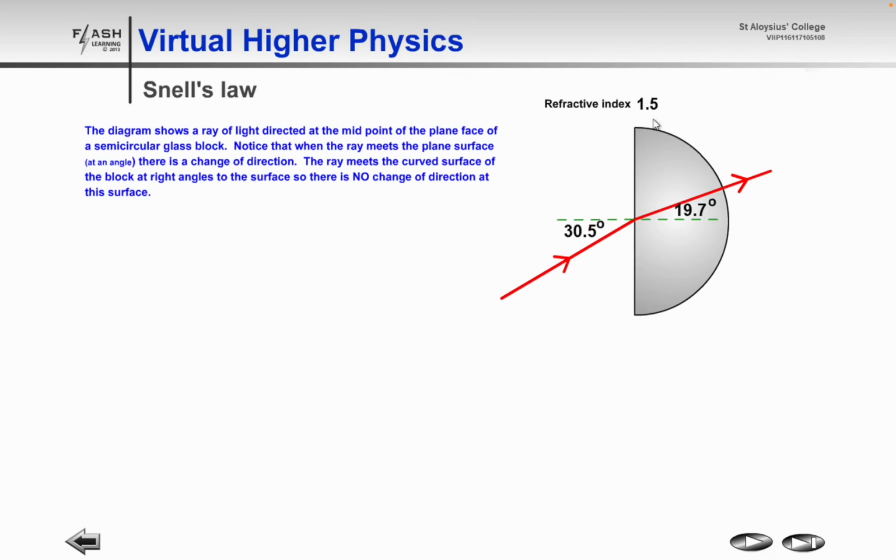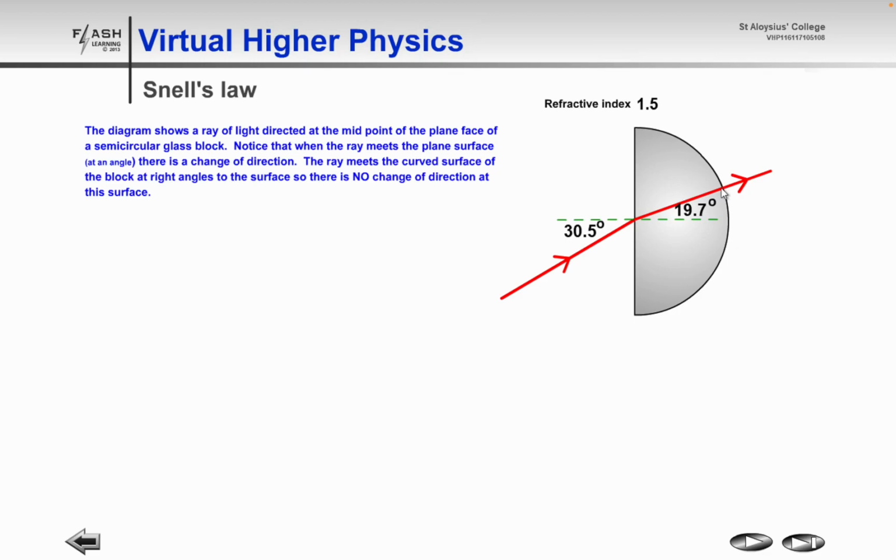We're using for this a semicircular block, and the reason for that, remember, is that if you strike exactly the midpoint of the flat side, then this is the centre of a circle. And therefore that line there is along a radius of a circle, and that will always strike the curved edge of a circle at right angles, which means you get no change in direction.